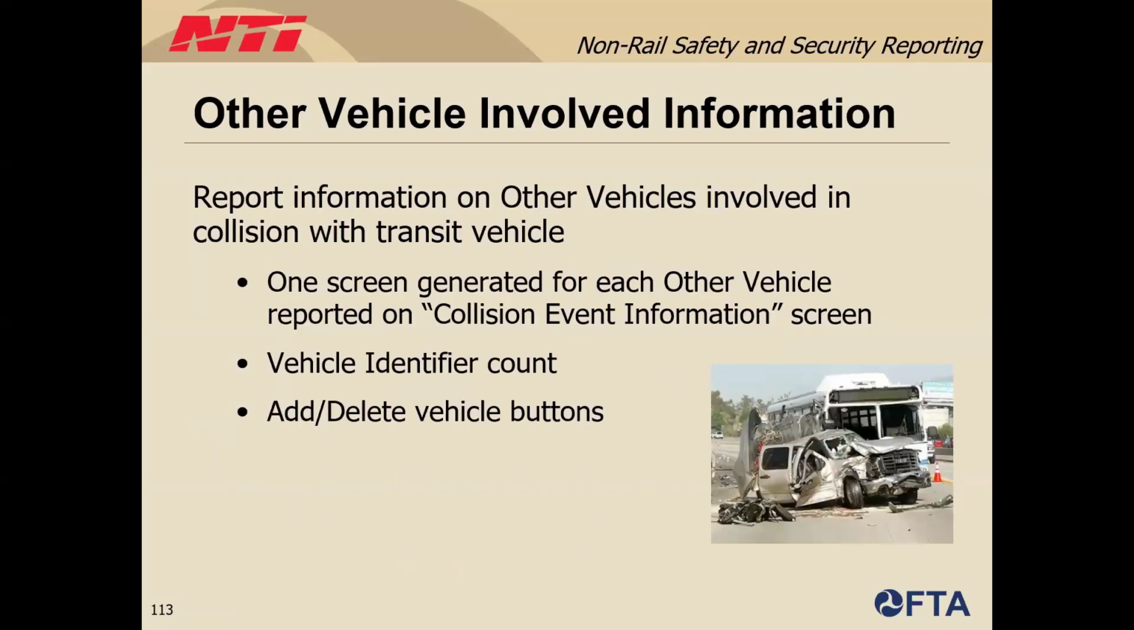If you indicated on the collision event screen that another vehicle was involved, the other vehicle information screen will appear. This screen gathers information about non-transit vehicles or vehicles involved in the collision. If more than one other vehicle is involved, you will need to complete one other vehicle involved information form for each motor vehicle involved. Vehicle counts are included on the forms as well as options to add or remove vehicles.